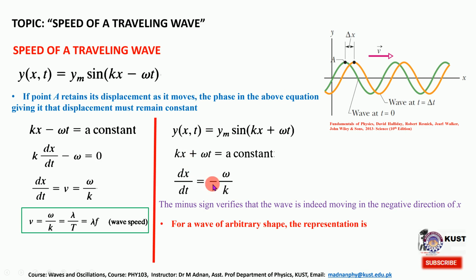For any arbitrary shape, the wave representation will be like this, as we discussed in our previous lecture, where h represents any function and kx plus or minus omega t represents the phase, such that the plus and minus sign shows in which direction the wave is traveling relative to the positive x direction. Now, one can say that the speed of a wave is lambda times f.